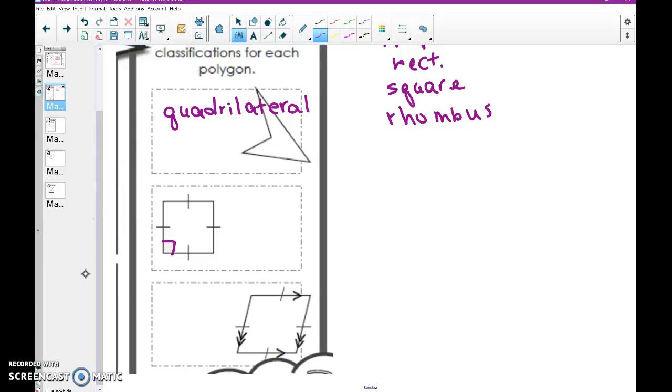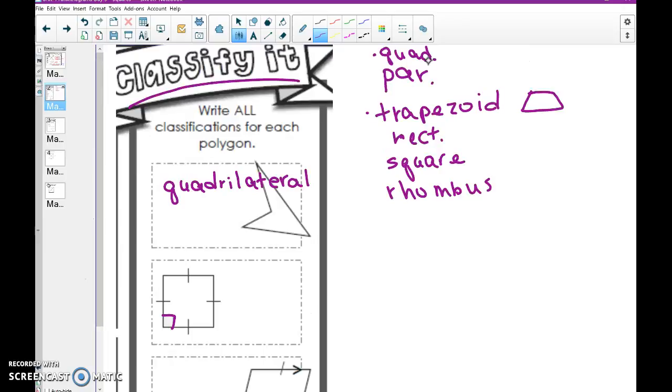So let's see. Hang on. I gotta check my key. This is what happens when you do this randomly. So this one actually says let's name all the classifications. So first of all, let's go back up to the top. Is it a quadrilateral? Does it have four sides? Yes, it does. Some of the quadrilateral.